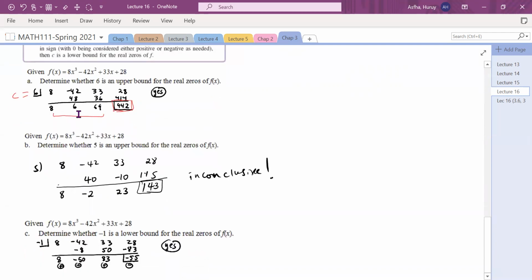And again, for the same polynomial, let's see if 5 is an upper bound. So we know 6 is an upper bound. If 6 is an upper bound, then of course 7 is an upper bound, because 7 is above it. So all the numbers greater than this one will be upper bounds of the polynomial. Okay, since 6 is an upper bound, let's check now if 5 is an upper bound too.